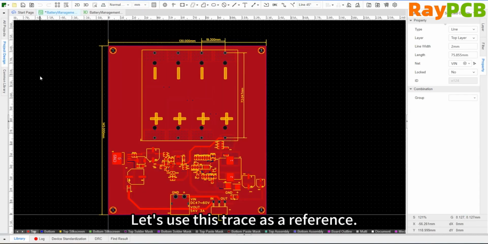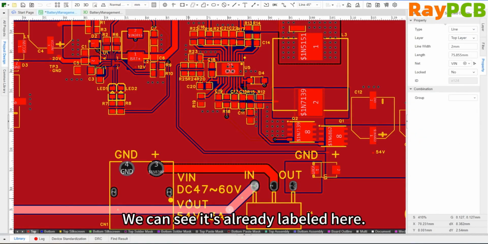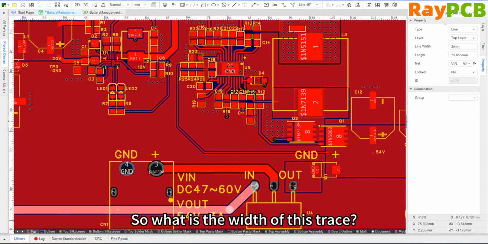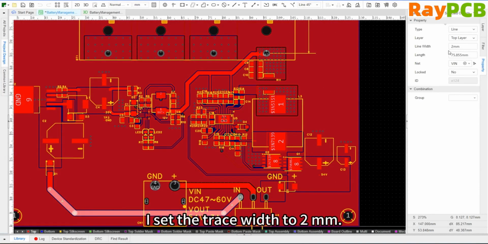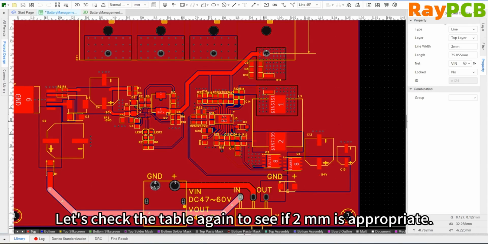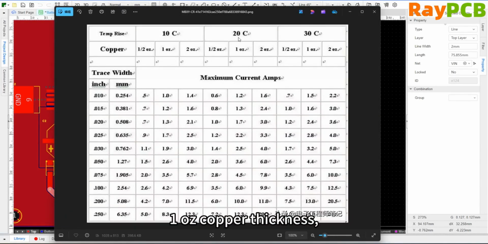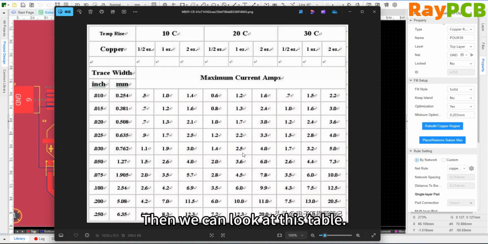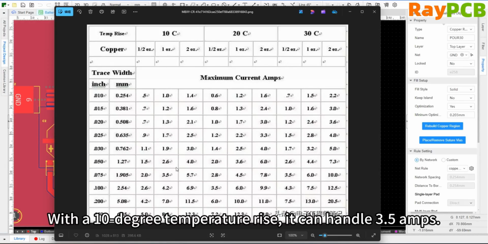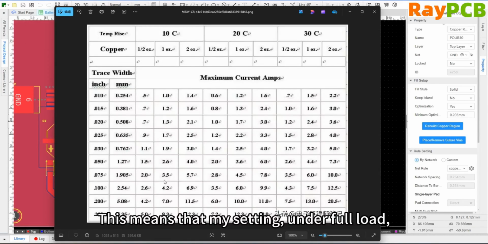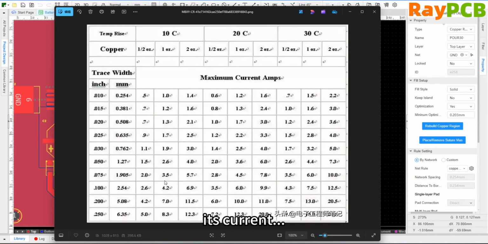Let's look at our PCB. Using this trace as a reference, we can see it's already labeled here. The output is 54 volts, 3 amps. So what is the width of this trace? I've set the trace width to 2 millimeters. Let's check the table again to see if 2 millimeters is appropriate. Using 20 degrees as the reference, with 1-ounce copper thickness and a current of 3 amps, we can look at this table. When the width reaches 1.27, it's enough to handle 3.6 amps. When the width is 1.9, it can handle 4.5 amps, and at a 10-degree temperature rise, it can also handle 3.5 amps. This means that with my settings, under full load, the current can pass through and the temperature rise is less than 10 degrees, so this design is reasonable.